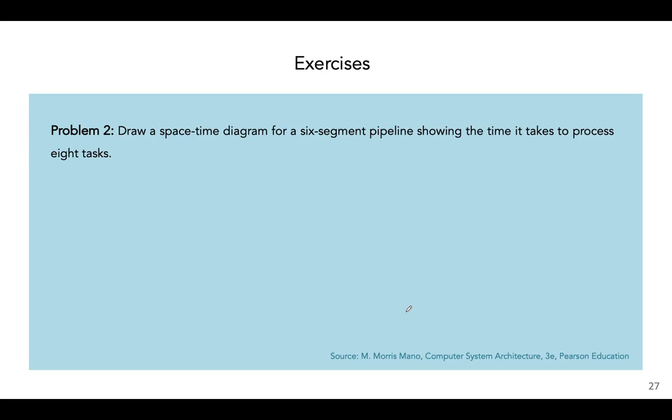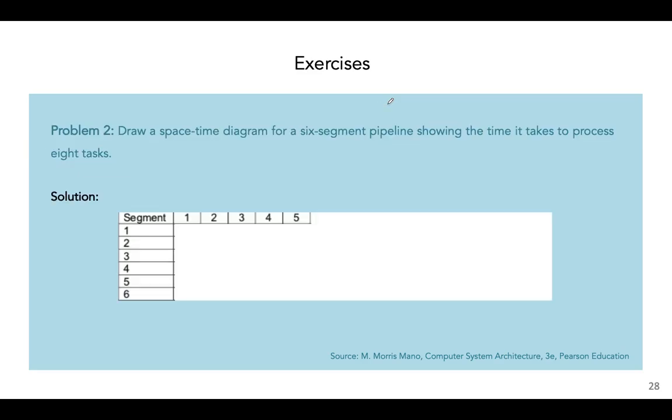All right, problem 2. Draw a space-time diagram for a 6-segment pipeline showing the time it takes to process 8 tasks. Drawing a space-time diagram is very simple. Here's what we need to do. First, we need information regarding the number of segments in a pipeline, and in this question it's given straightforwardly. Then we need to know the number of tasks this pipeline is going to be performing. In this case, the number of tasks is 8. And the point of drawing a space-time diagram is to figure out how many clock pulses or clock cycles will be required to complete these tasks in this sized pipeline. And this is how we do it. So this is a table that we draw.